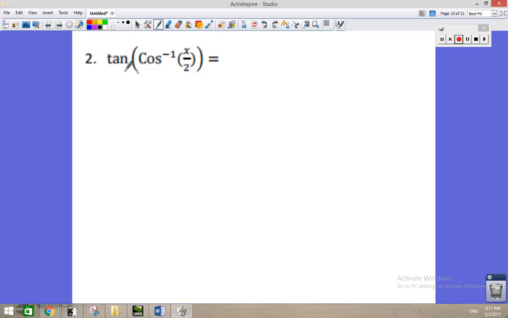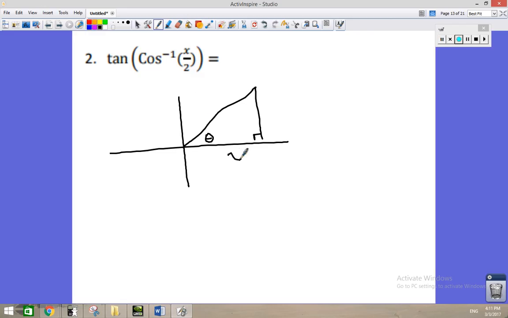Let's take a look here. Inverse cosine is either quadrant 1 or quadrant 2. So let's see what we get if I claim it's in quadrant 1. X over 2, and the square root of, by the Pythagorean theorem, 2 squared is 4, minus x squared. So we're letting this be theta.